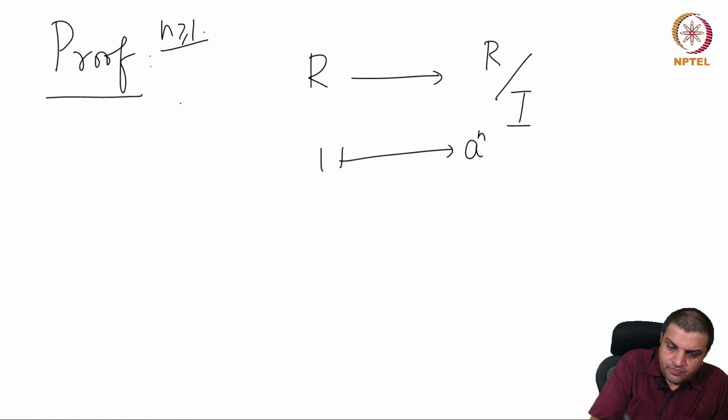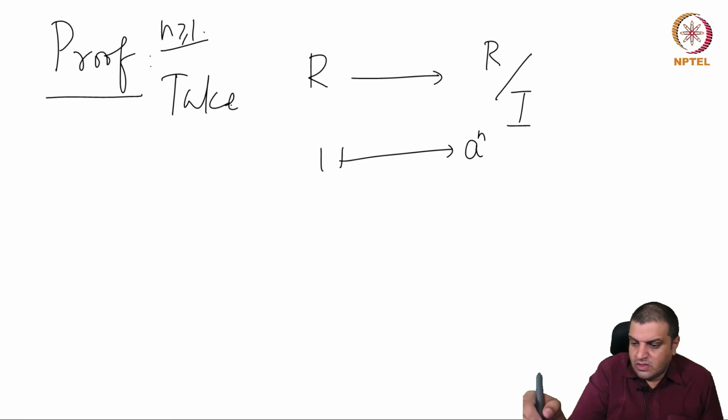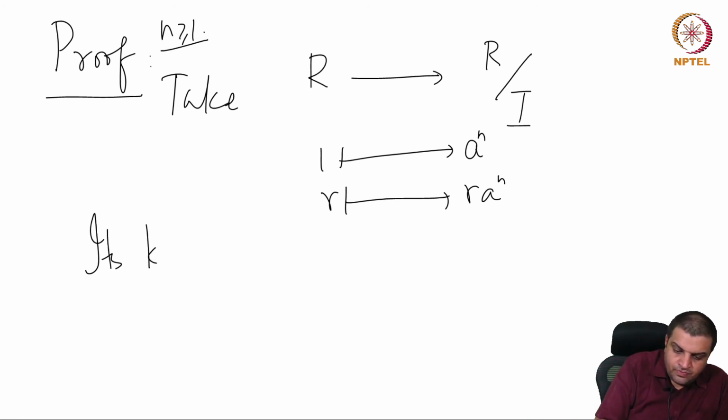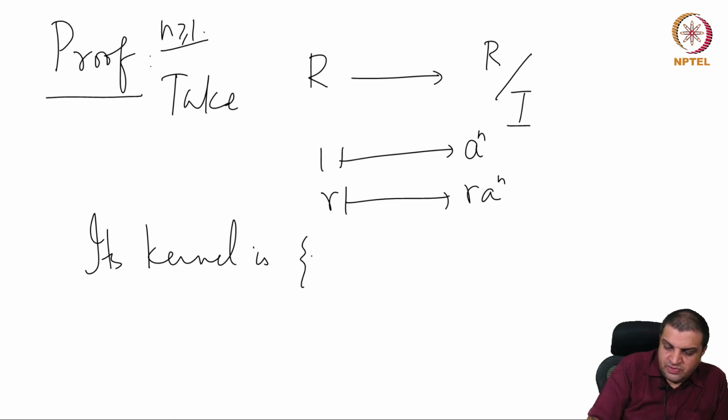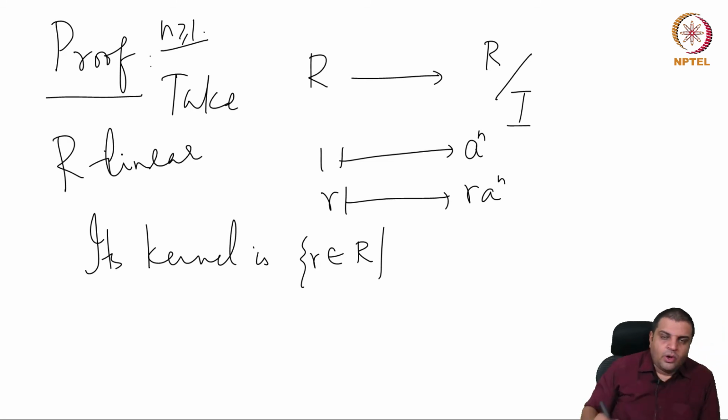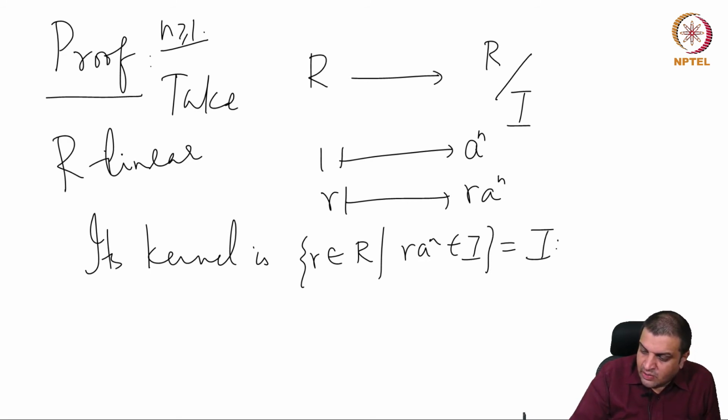Now, take this map, R goes to R mod I, 1 goes to a^n. Its kernel is the set of elements r in R such that, remember, this is R-linear, not a map of rings, but of R-modules, r a^n is inside I, but this is exactly I colon a^n. So the kernel comes like this.